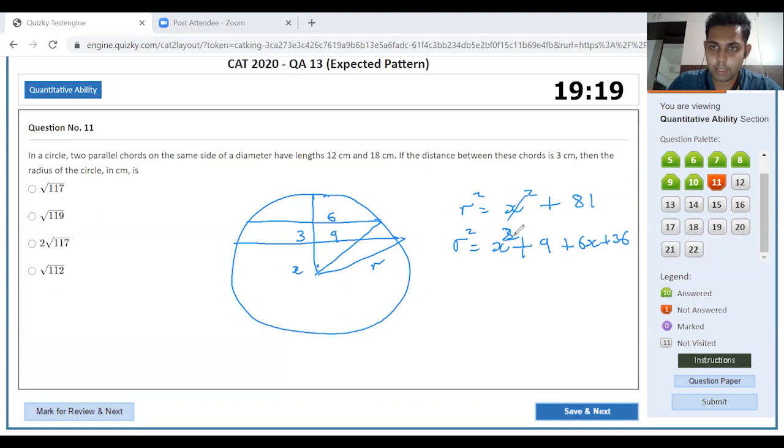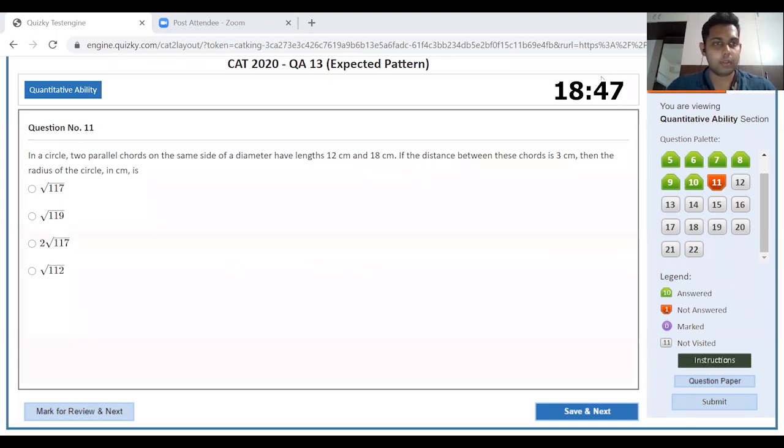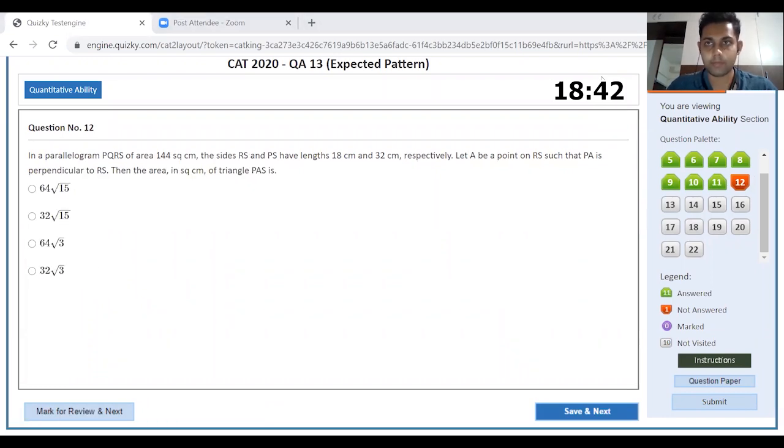So when we equate them, X square and X square will get cut. So 81 minus 45 is 6X. 81 minus 45 is equal to 36, so X is equal to 6. This is 36, 6 plus 81 is 117. So root of 117. Guys, please don't make that R minus 3 error that I did. That can cost you the sum.